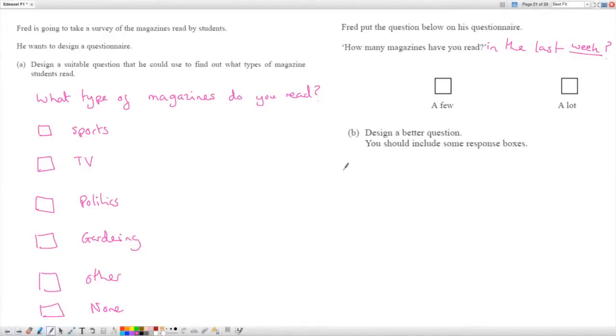For some options here, we could have 0 magazines, we could have 1 to 2 magazines, 3 to 4, important these do not overlap, and then possibly 5 or more. So this is a lot clearer than saying a few or a lot, because this might mean different things to different people.